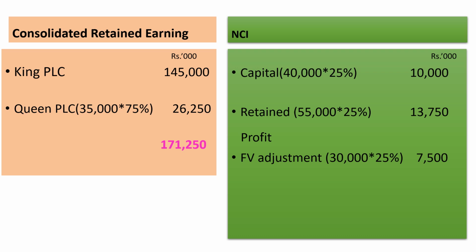Now, not only this, we have to take the goodwill component which is relating to the non-controlling interest. So from the goodwill, we have to take the non-controlling interest portion of 17,500. Then at the end of the balance sheet date, non-controlling interest will be 48,750.